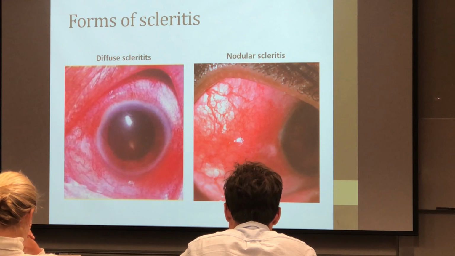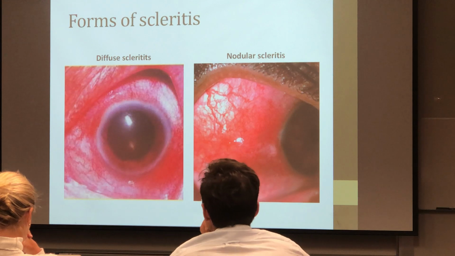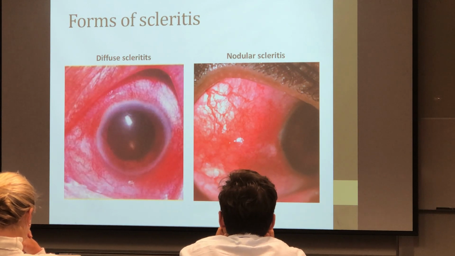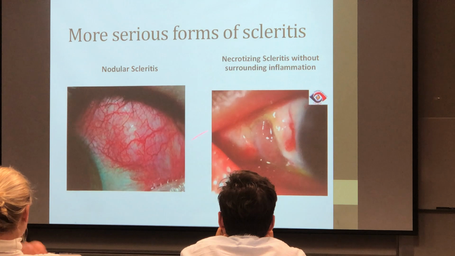The sclera becomes edematous and thickened and infiltrated with white blood cells. So you get this thickening here. This is a more serious form there. And here's another case of nodular scleritis. This is the most severe form.